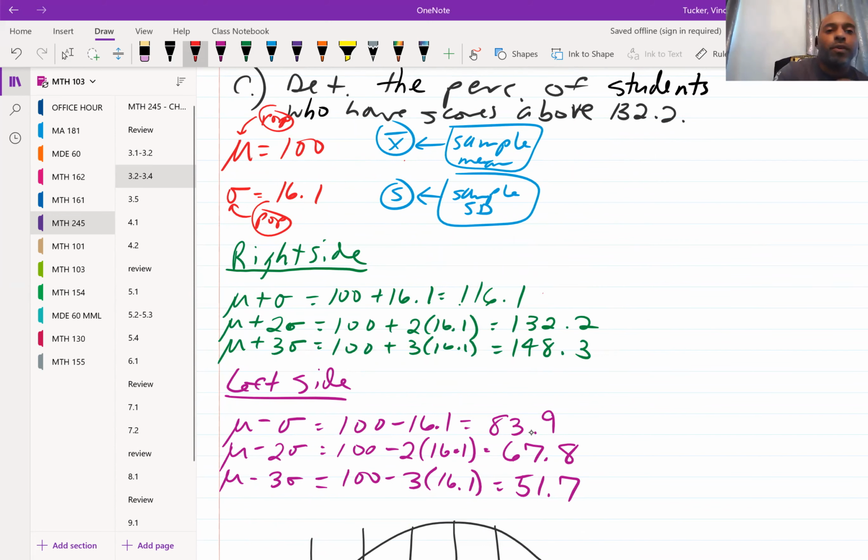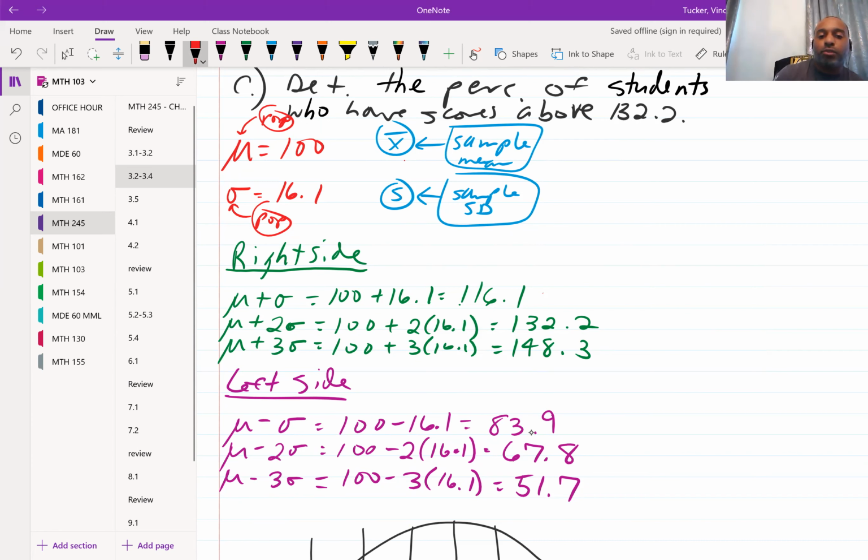So the first one, going 1 standard deviation out, all I did was take 100 and add 16.1 to it. So that's 116.1. Then add 16.1 to that gives me 132.2. And then add 16.1 to that, that's 148.3. So we took our mean and added a standard deviation, then another, then a third time. And that gives me all 3 data values on the right.